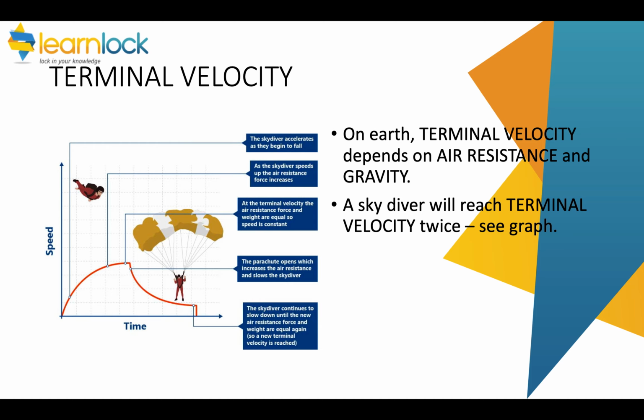Now this will change again because then the skydiver will open his parachute, and when they do, the air resistance will slow the skydiver down, and they'll continue to slow down until air resistance and gravity are equal again, and so a new terminal velocity is reached.